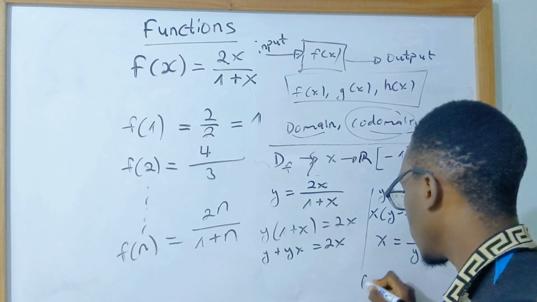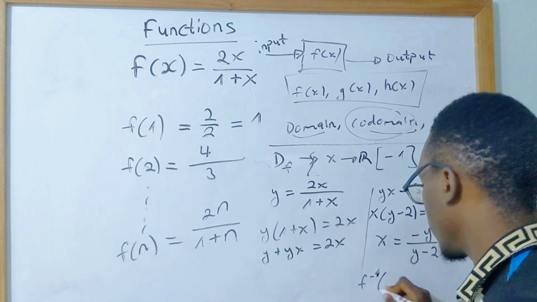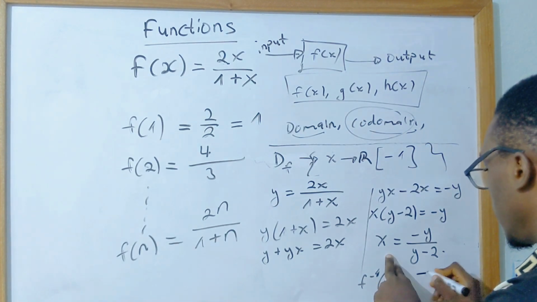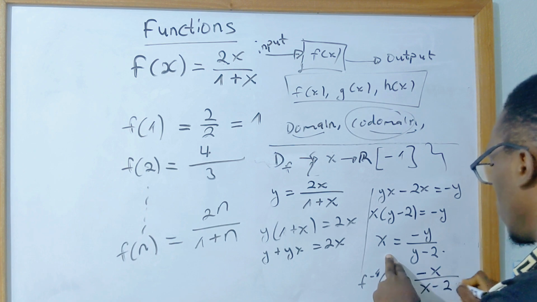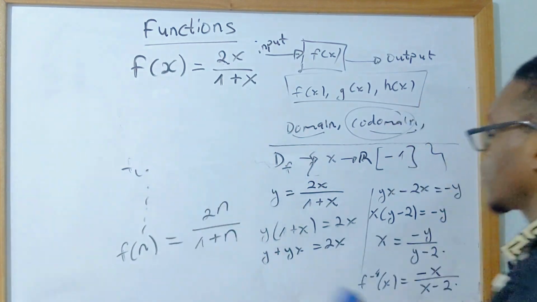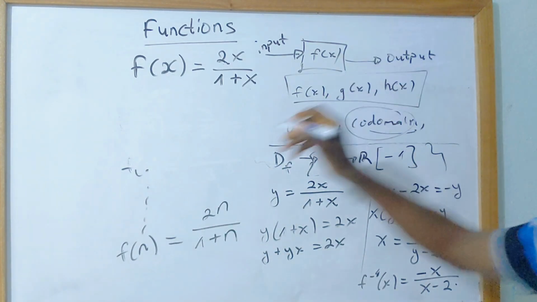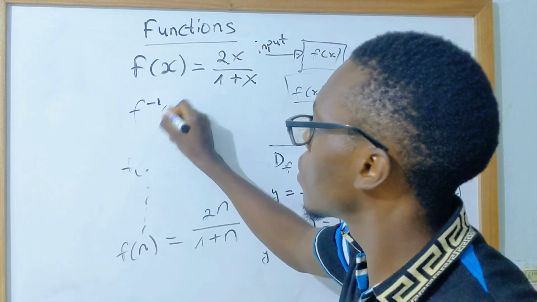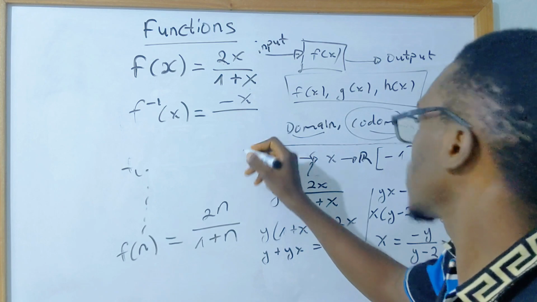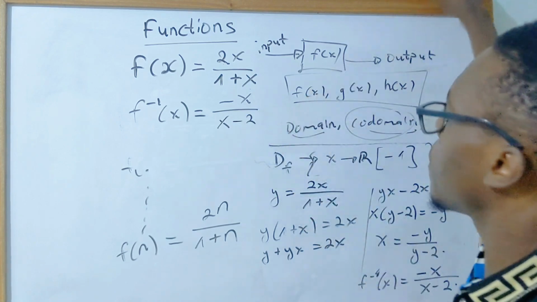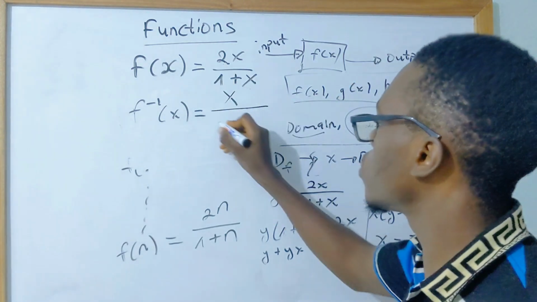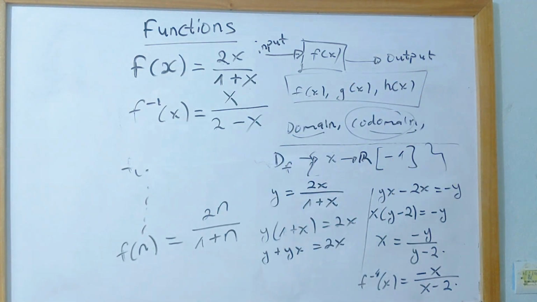Therefore, f inverse of x is equals to what? Negative x all over x minus 2. Hence, the new function, f inverse of x, is equals to what? Minus x all over x minus 2. Or in simple form, you can just divide also by this to have what? x over 2 minus x as a function.